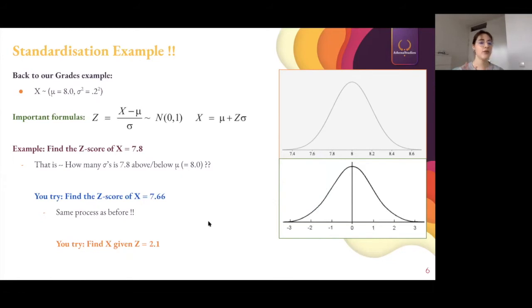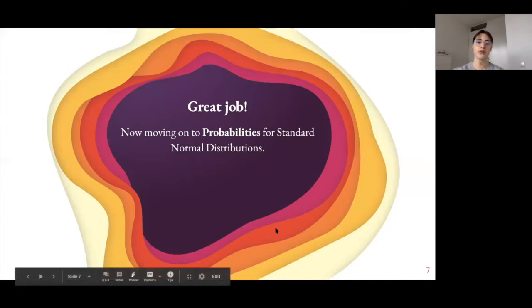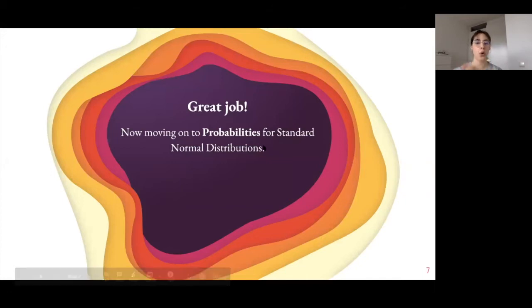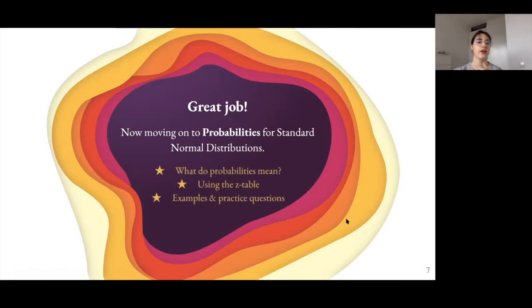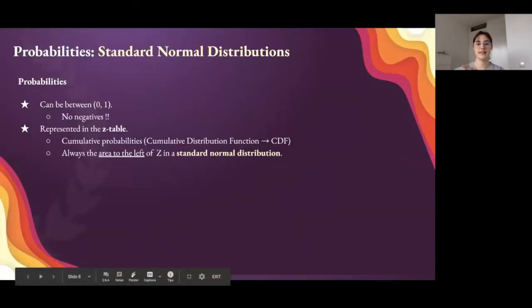So now that we're comfortable with standardization and normal versus standard normal distributions, we're going to move on to probabilities. Right now we're only going to be working with the standard normal distribution, so we're only going to be talking about z-scores and the z-table. We're going to talk about what these probabilities mean, do some examples using the z-table, and more practice questions. So that's what we're going to be doing in the next part of this lesson.